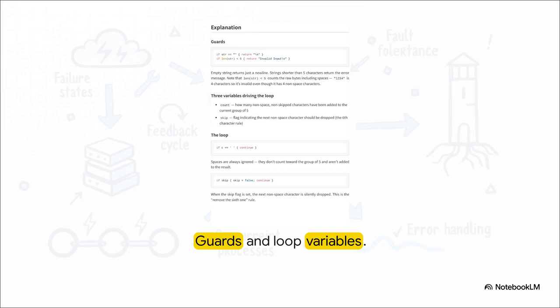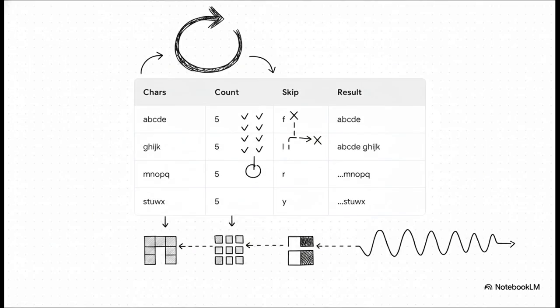Once we're past that, the loop relies on just 2 simple state variables, count and skip. Let's step through that core loop using the alphabet. As we process the characters A through E, our count variable ticks up. The moment that count hits exactly 5, 3 things happen all at once. We append a space separator to our result, we reset the count back to 0, and we arm our Boolean skip flag by setting it to true.